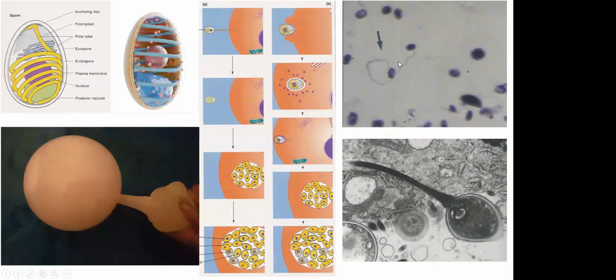On the top right here, you can see an ejected polar filament from a spore in a microscopic preparation which has been stained, and at the bottom right, the same thing shown under transmission electron microscopy. So the spore over there on the bottom right hand corner, and the polar filament or polar tubule has been ejected and is penetrating a host cell.